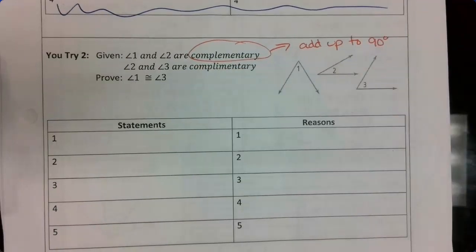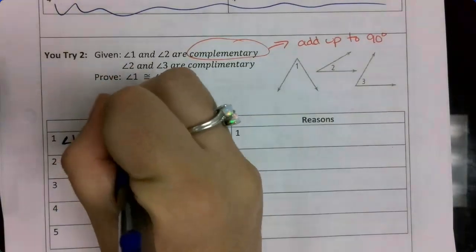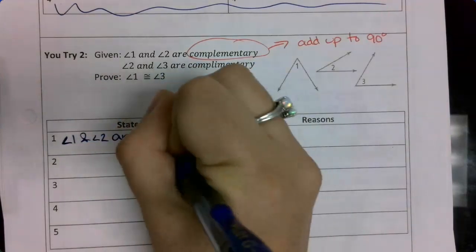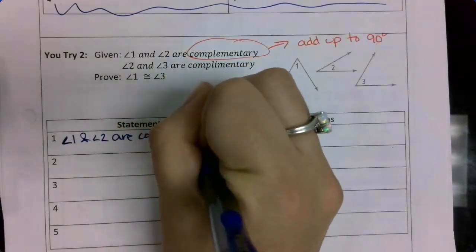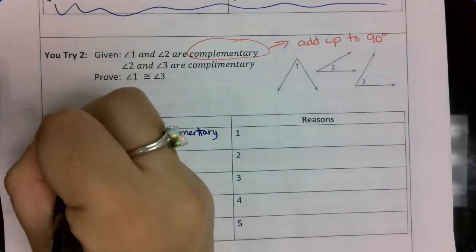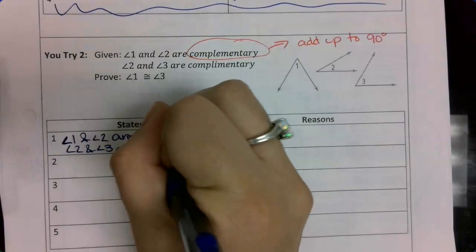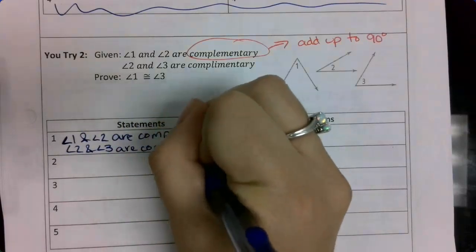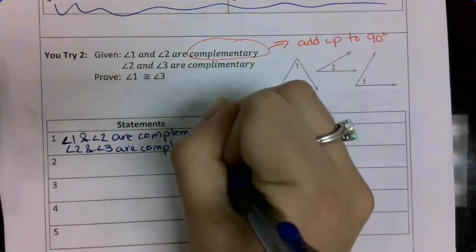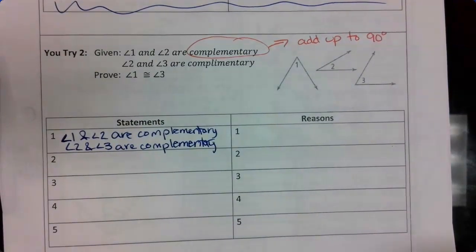So, what's the first thing I want to write? The given. So I'm going to have angle 1 and angle 2 are complementary, and I want to be able to fit the other one in the box too. Angle 2 and angle 3 are complementary. And my reason is given.